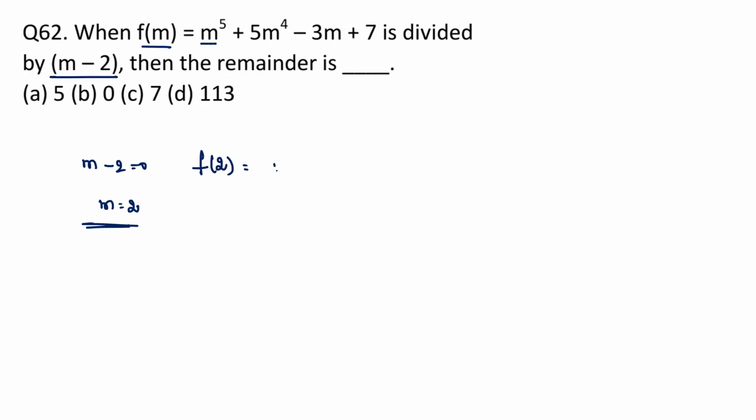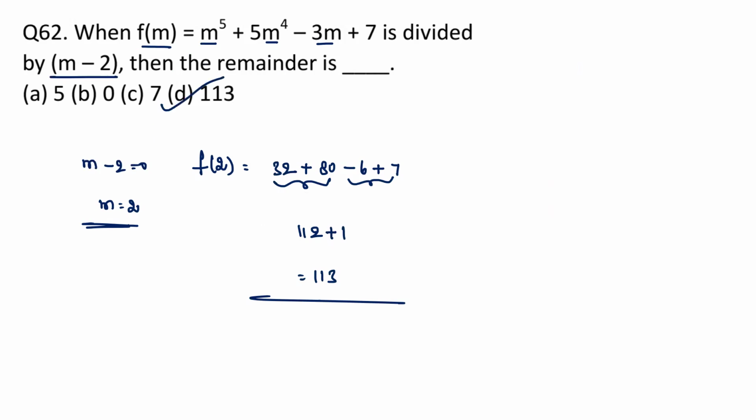2 power 5 is 32. 2 power 4, 16. 16 into 5 is 80. 2 into 3 is negative 6 plus 7. This is 1, 1 into 2. So 112 plus 1 is 113. So the remainder is 113.